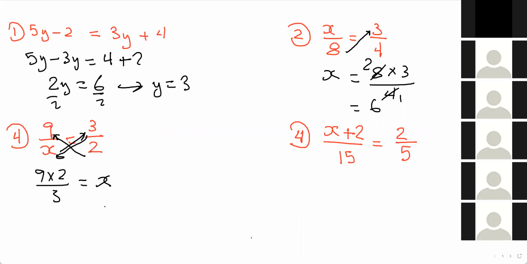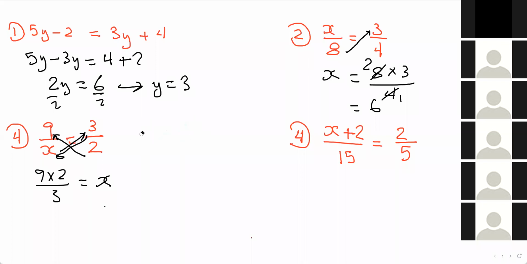And here the x must cross. Why must the x cross? Here the x didn't cross because x was on top. But here, if I only cross the 9, I end up with 1 over x equals 3 over 9 times 2. I don't like that. It's ugly. So what I did, I crossed the x to that side, so it goes to the top, and I crossed the 3 to this side, it went to the bottom, and I crossed the 2 to the 9, and that's what I got. So that's why we have to cross the x here, to get it on top.